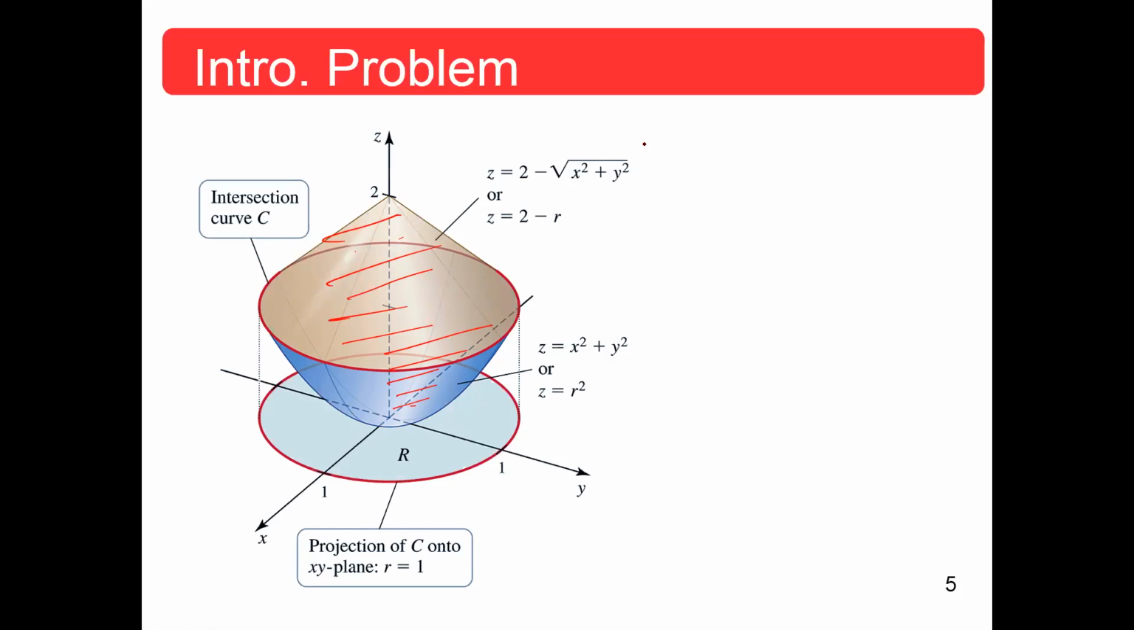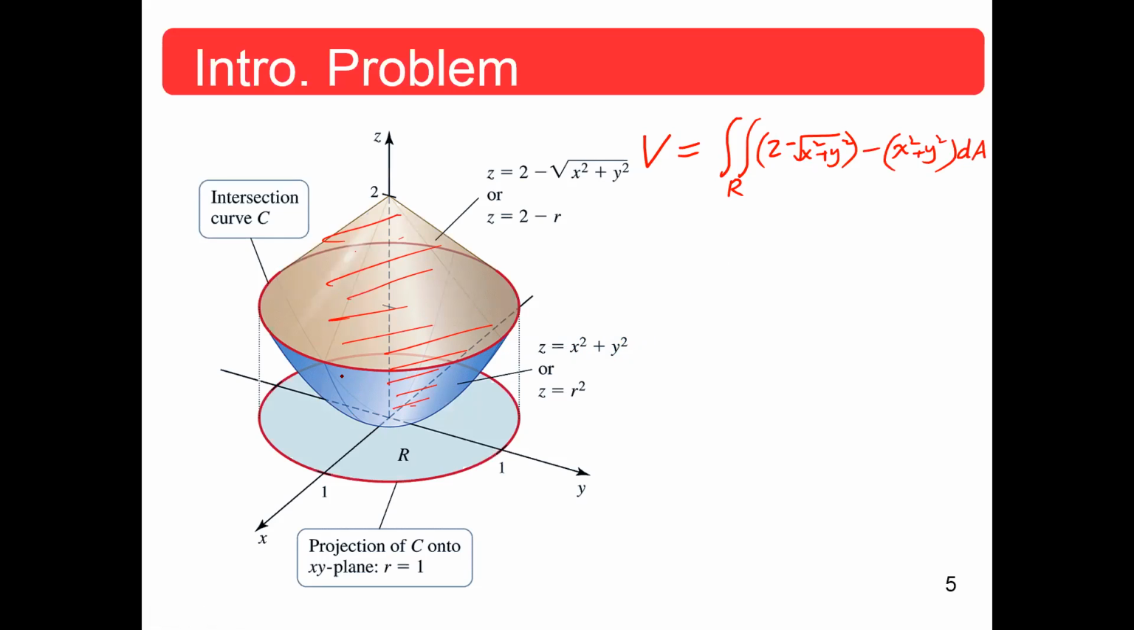We know from our idea last time, volume will be a double integral of, if there are two functions, the function on top, which is going to be 2 minus the square root of x squared plus y squared, minus the function at the bottom, which is x squared plus y squared, dA over the region R of integration. That's how you set up the double integral.